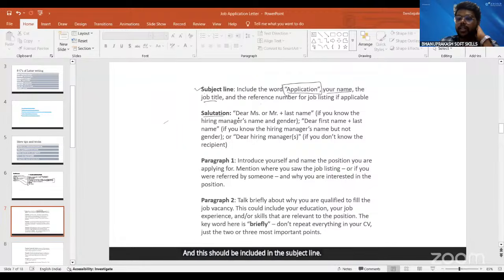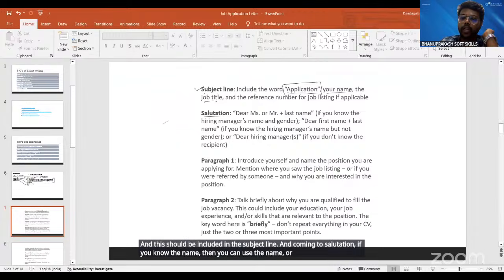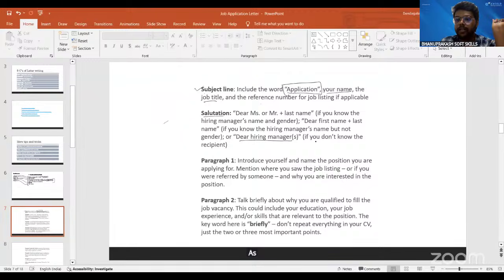And coming to the salutation, if you know the name, then you can use the name. Or if you don't know the name or gender or anything, you can simply use dear hiring manager. Or else if you know the name, you can use Mr. or Mrs. with the last name, and dear first name or last name if you know the hiring manager's name but don't know the gender. Or simply, instead of complicating with all these things, you can use dear hiring manager.